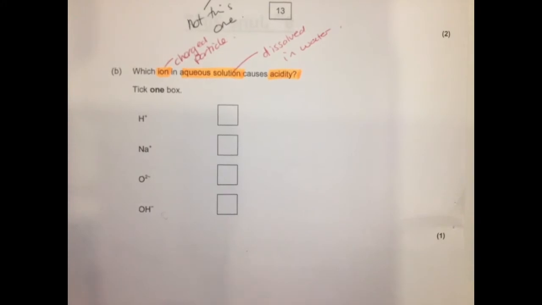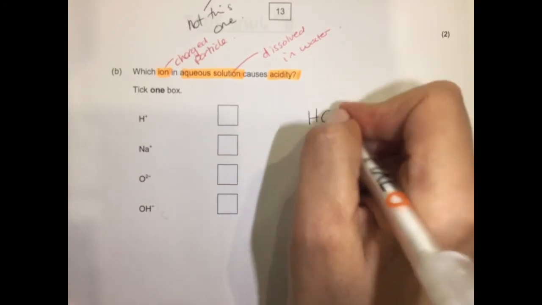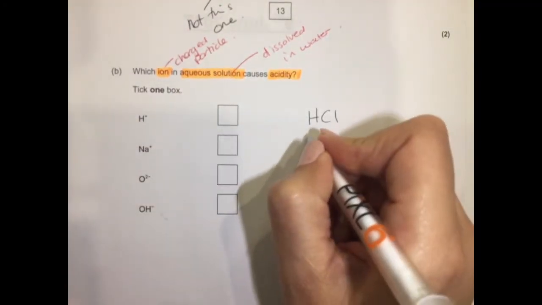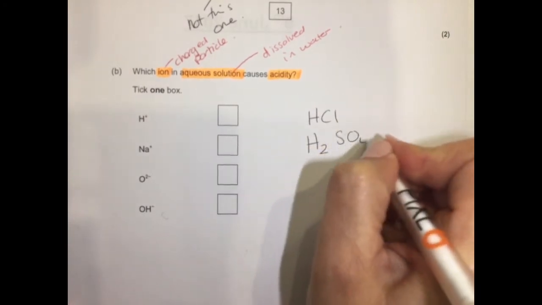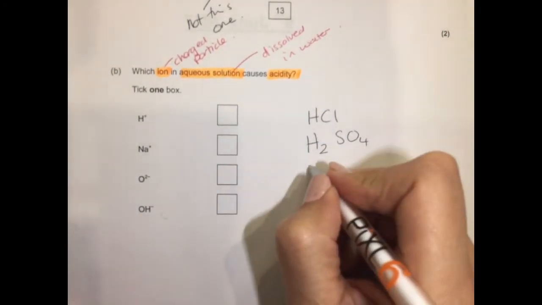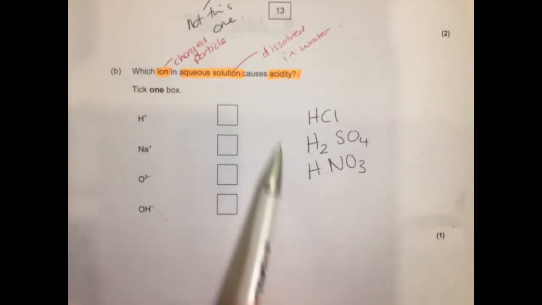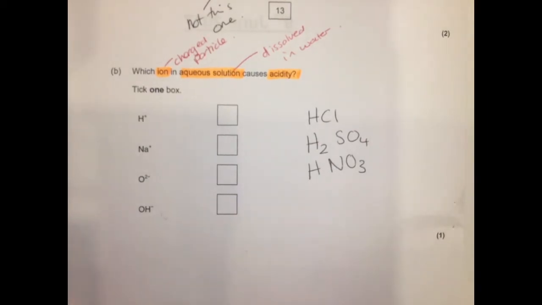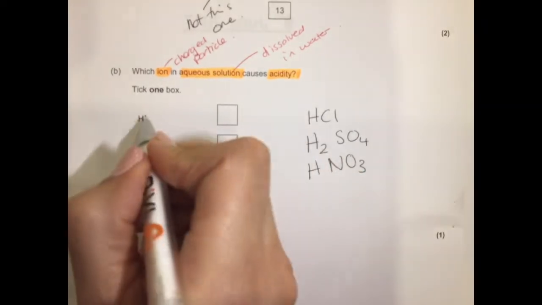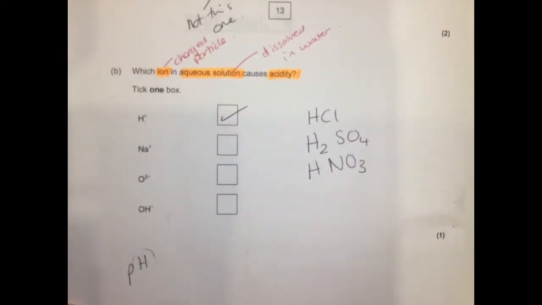Yep, there we go. So I'm going to show you some acids very quickly. I've got an acid called HCl, which is hydrochloric acid. I've got sulfuric acid, which is H2SO4. I've got nitric acid, which is HNO3. So these are all acids, and they've all got something in common. What have they all got in common? H. So the answer is pH. Think about it: pH means percentage of hydrogen concentration, and H is a positive ion. So hopefully you got that right.